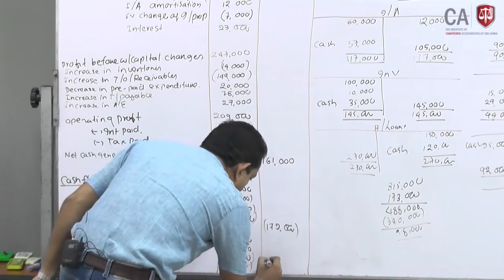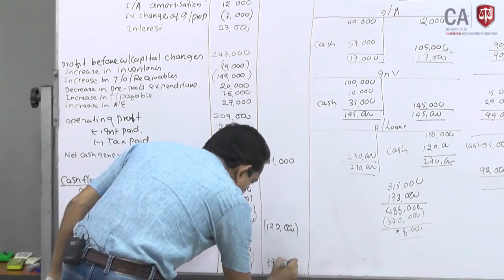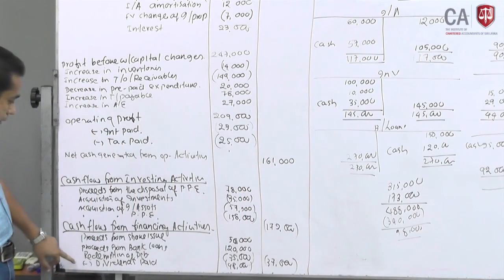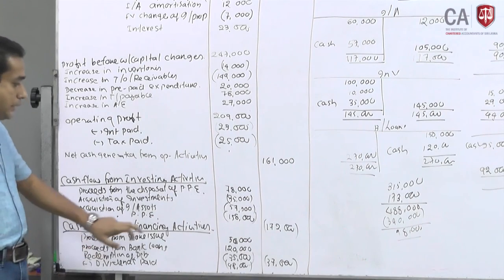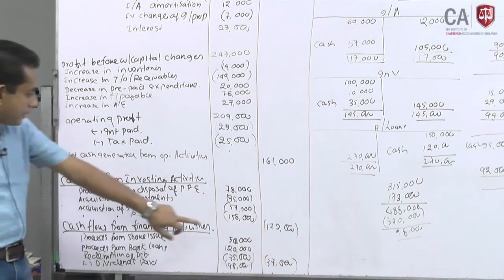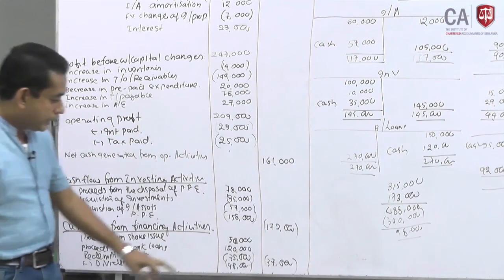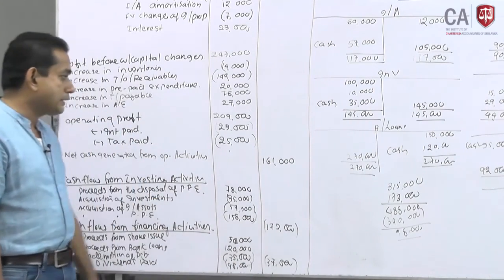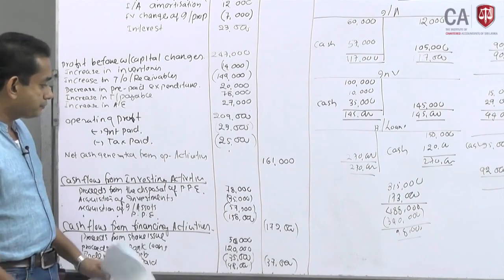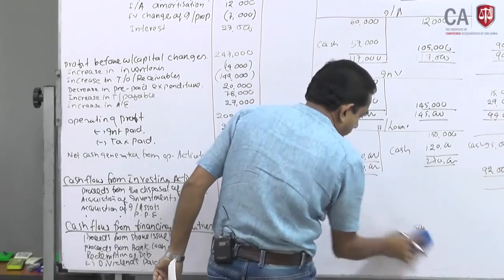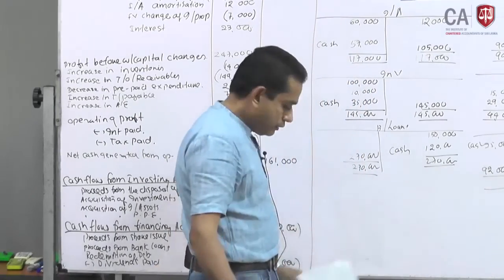Net figure should be 37,000. Negative figure, your wording should be the same as investing activities. Net cash used in financing activities. Net cash used in investing activities 172, net cash used in financing activities should be 137. Then let me take the final grand total. Let me show it elsewhere.